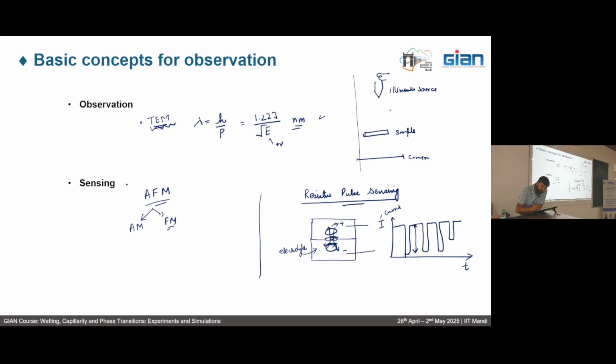Now if this total space is filled with air molecules, electrons will lose their energy very fast because they have a very short wavelength. They will dissipate the energy at once. They will ionize the air molecules and lose their energy. So we must make sure that this whole space is kept at a very high vacuum, so that electrons don't lose their energy. That is the one prerequisite for using the TEM.